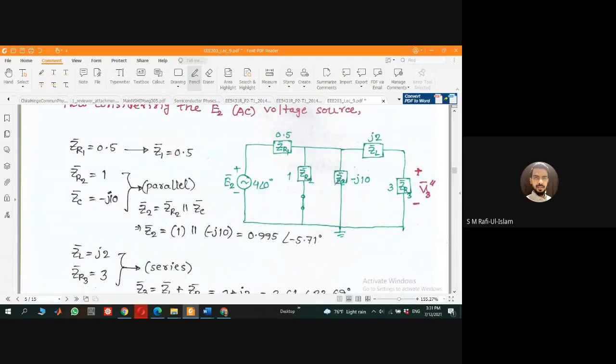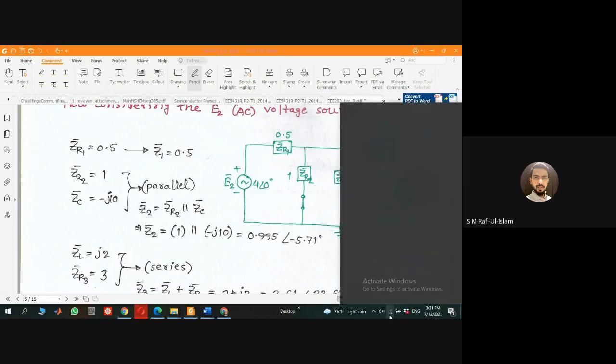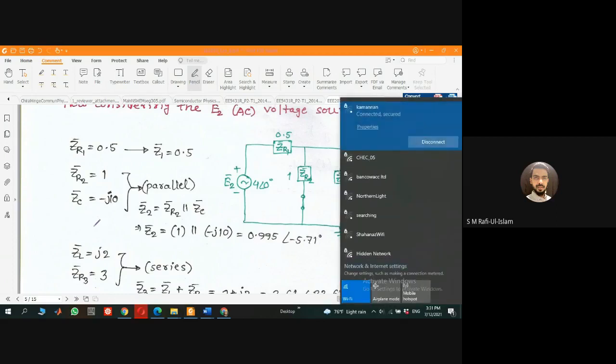These two capacitors are in parallel, so you can make them into one. And these two are in series. If you apply some loop equation or node analysis, whatever is okay, you will get the response.